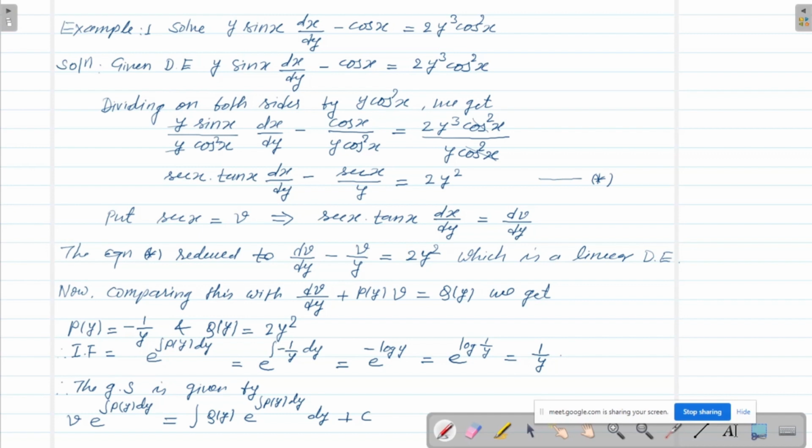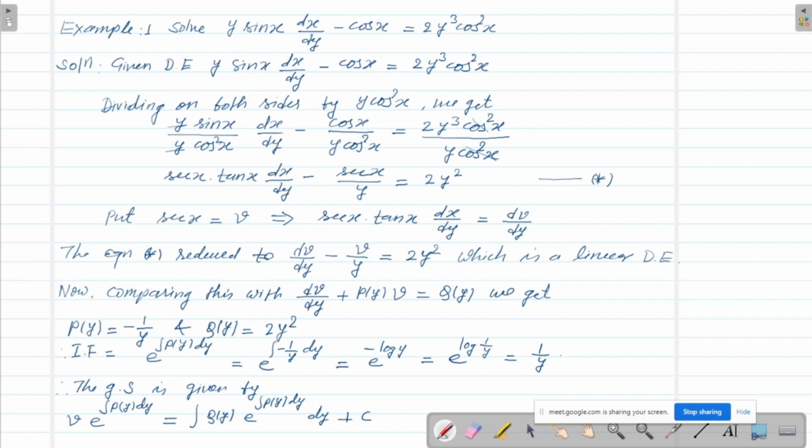Now you know very well how to find the solution in linear form. So we compare the given differential equation to the standard type of the linear form. If you compare, you will get p equal to what? Negative of 1 upon y, q equal to the right hand side, that is 2y square. Find the integrating factor, e raised to integration of p of y dy. Integrating, you will get the integrating factor 1 upon y.